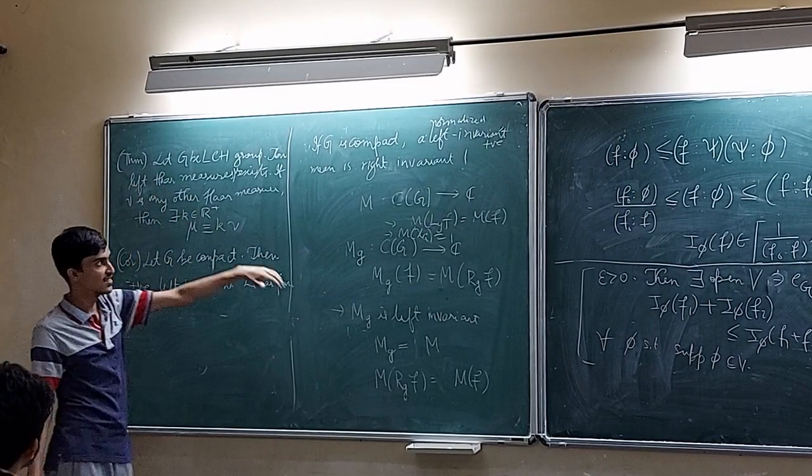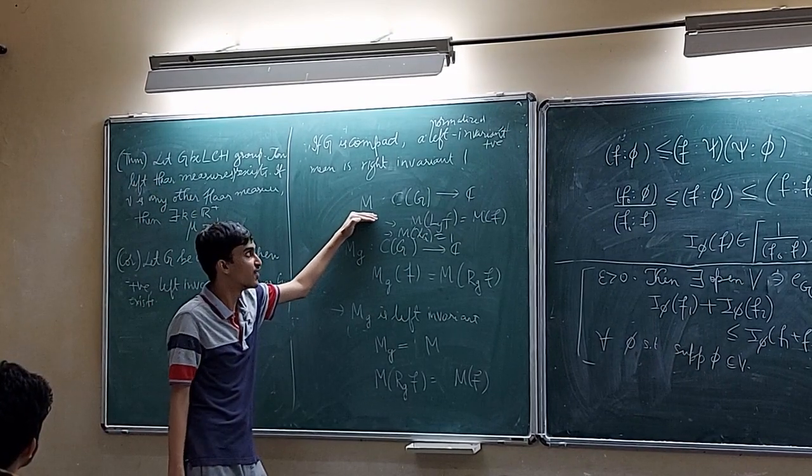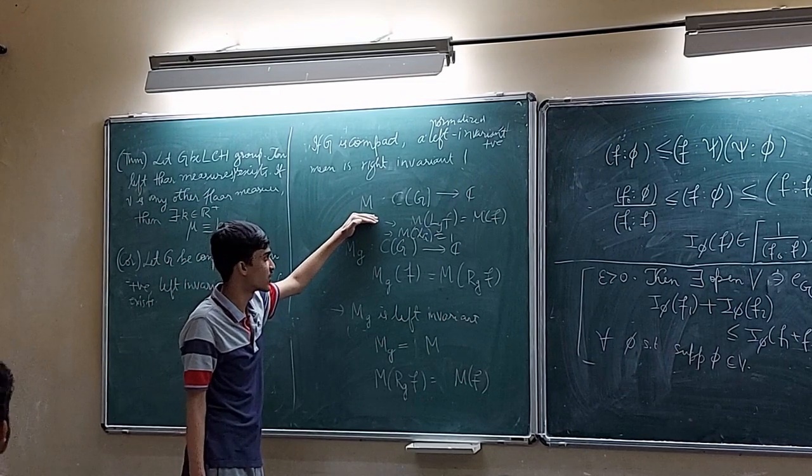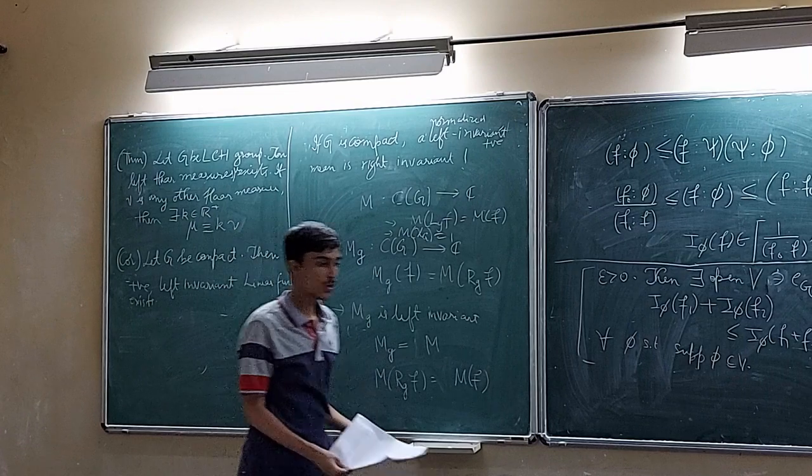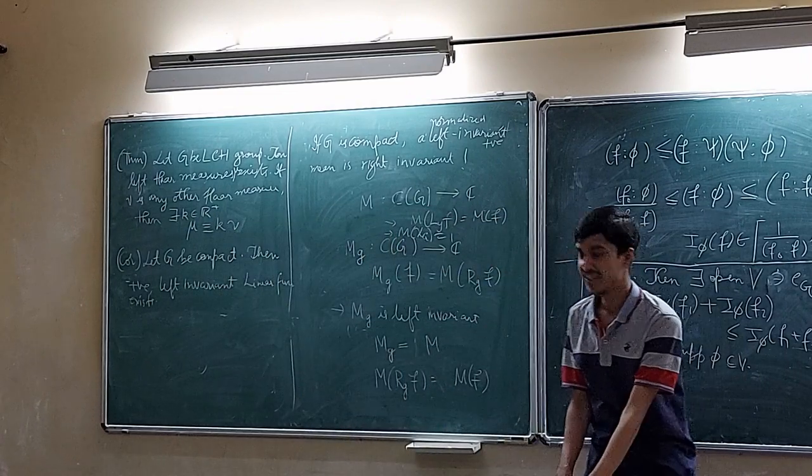When the Haar measure exists, you have a positive left invariant linear function. With left invariance, we have shown that it's actually right invariant. And this doesn't always happen. I mean, it actually doesn't happen always.